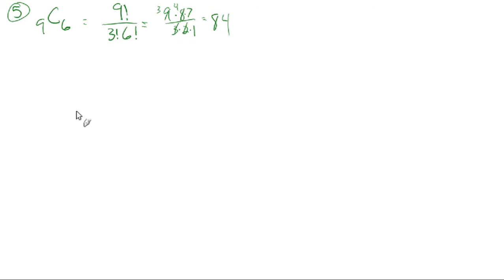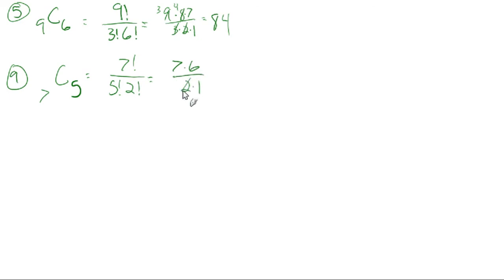Okay, number 9. 7C5. It'll be 7 factorial over 5 factorial times whatever adds up to 7. That'd be 2 factorial. Okay, so this 5 is going to cancel out 5, 4, 3, 2, 1, so we get 7 times 6 over 2 times 1. 2 cancels with 6. This is 3. 7 times 3 is 21. Okay.